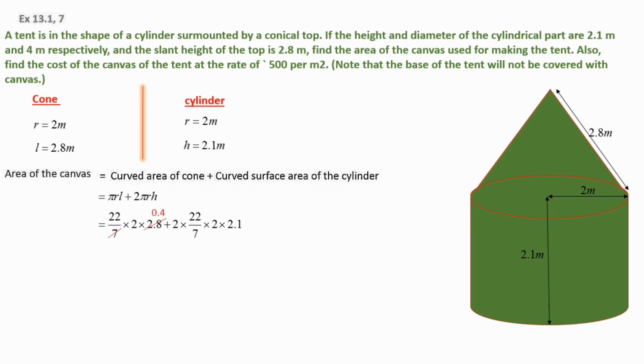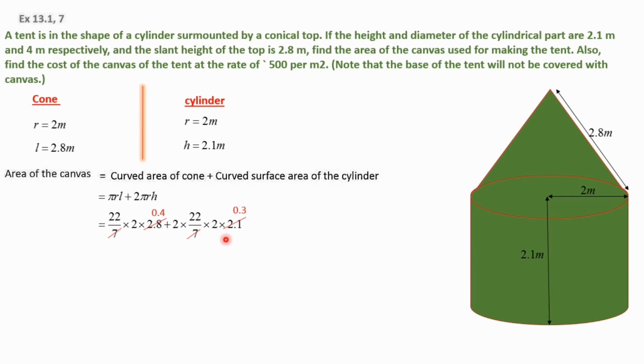Then just go for cancellation. Here 7 and 2.8 we can cancel. 7 4s are 28, but here 2.8 is there, so here it is 0.4 will come. Next is 7 and 2.1. 7 and 21 it will go 3 times. So here 2.1 is there, that's why it is 0.3.